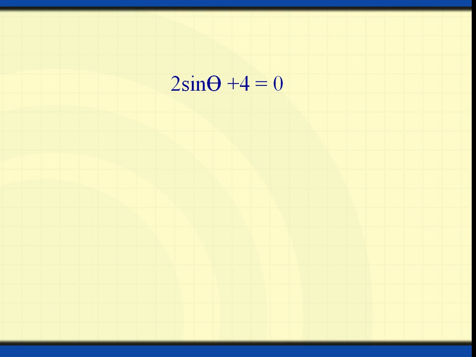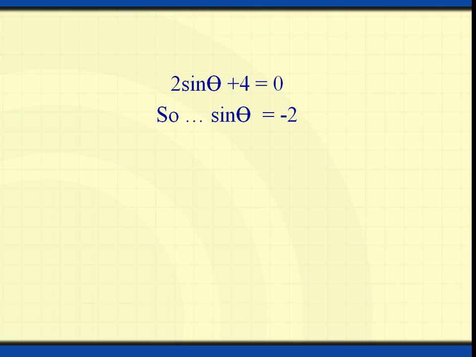So let's try the next one. We get 2 sine theta plus 4 is equal to 0. If I were to isolate for my sine of theta, I get sine theta is equal to negative 2. And now you ask yourself, okay, well, when is your sine going to be equal to negative 2? And the answer to this would be never.